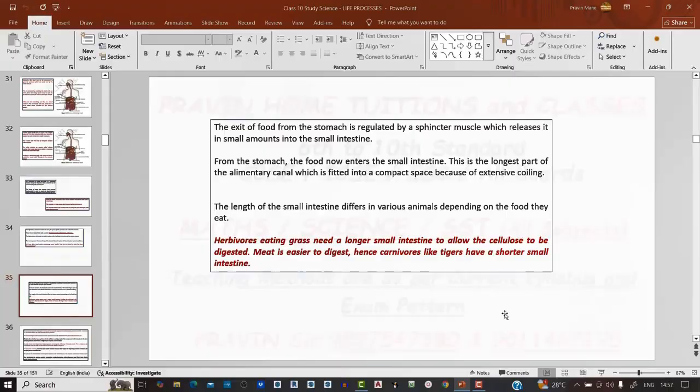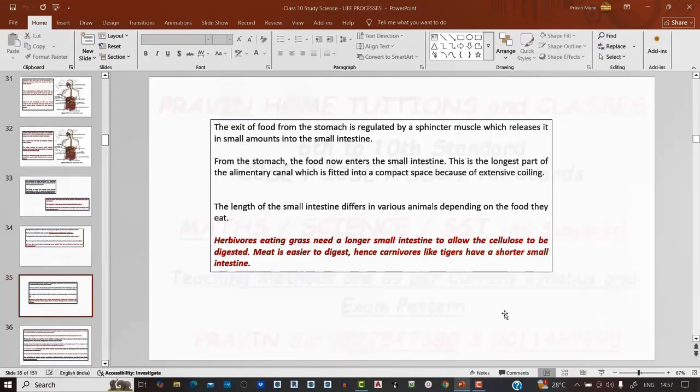Then, the exit of food from the stomach is regulated by a sphincter muscle, which releases this food into the small intestine. From the stomach, the food enters the small intestine.